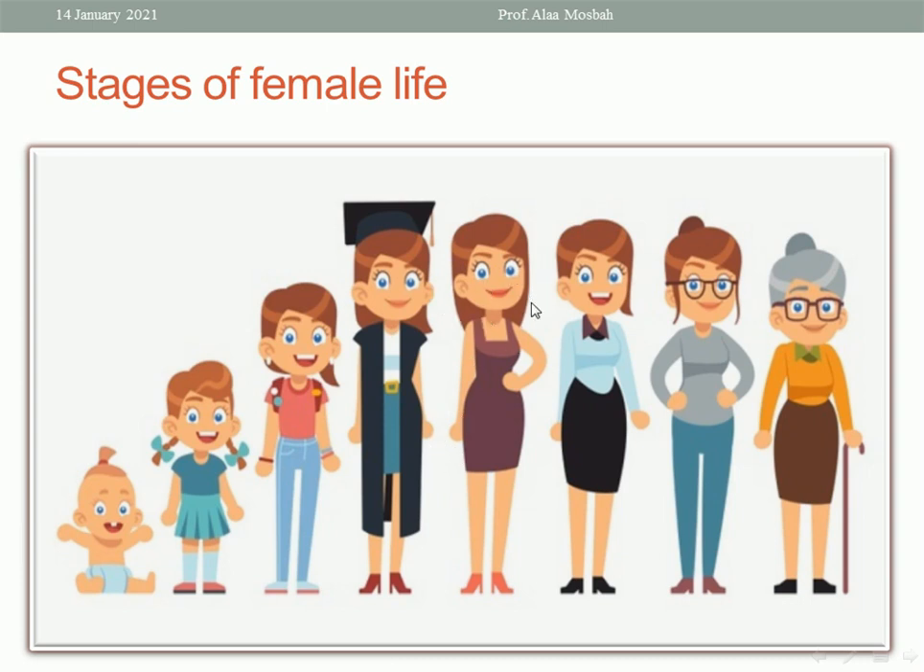lady goes through the perimenopausal age and menopausal age and postmenopausal age. Why does it happen? Because there is depletion of the ovarian follicles in the ovary, and so the estrogen and the progesterone produced from the ovary decrease, and the inhibin hormone also decreases.